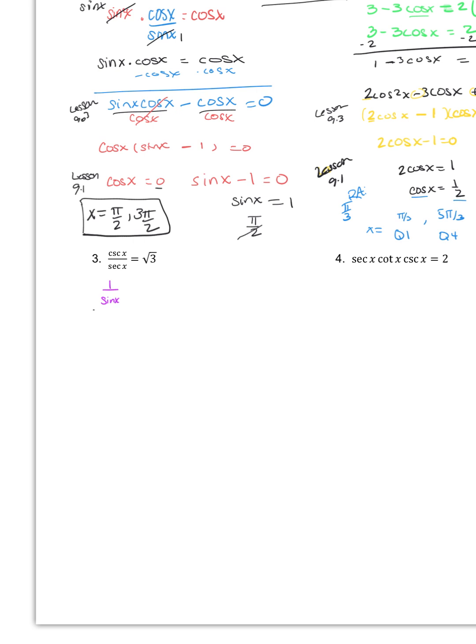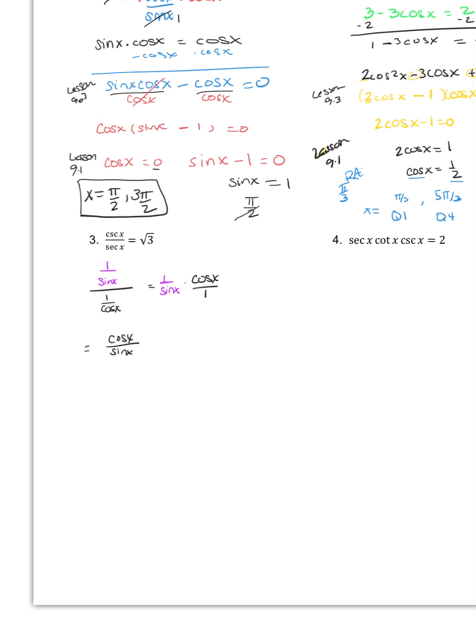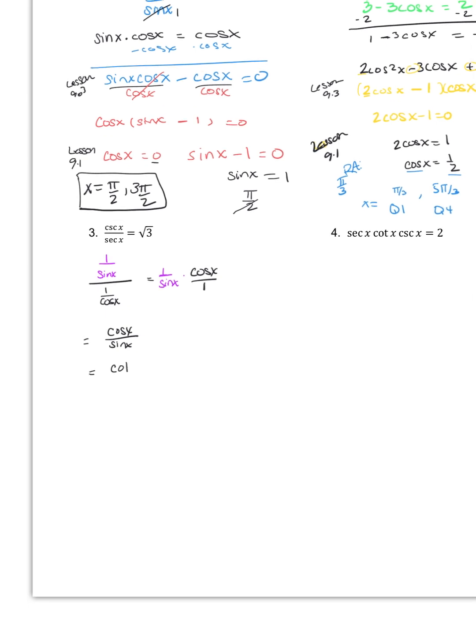And secant is 1 over cosine. Since we're dividing fractions, we could say that it's 1/2 over 1 over sine x, and we take the reciprocal and multiply by the reciprocal, which is cosine over 1. So this really gives me cosine x over sine x, which is the same as cotangent x. So we have cotangent x equals 3.